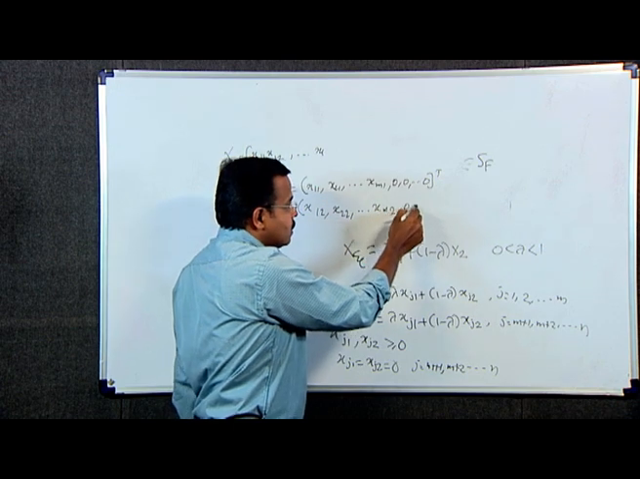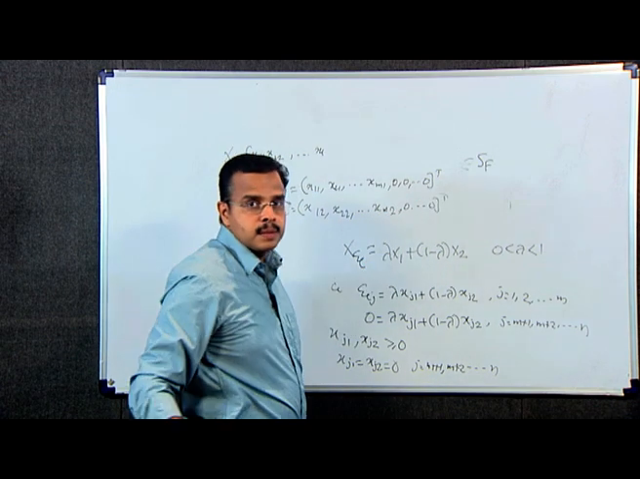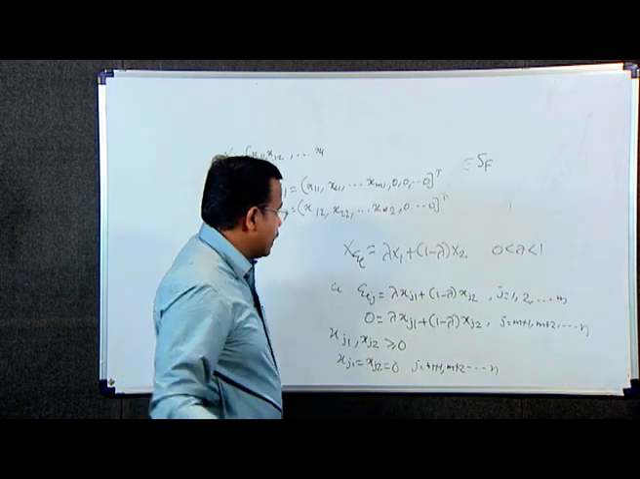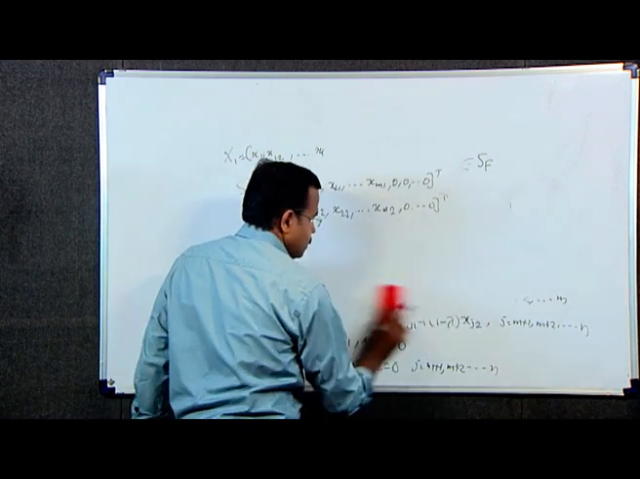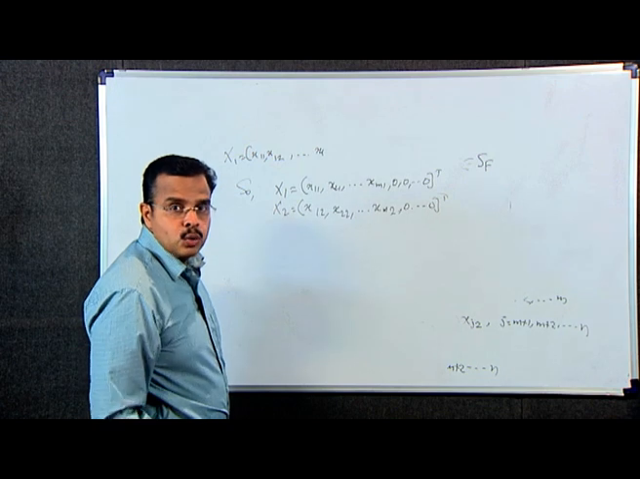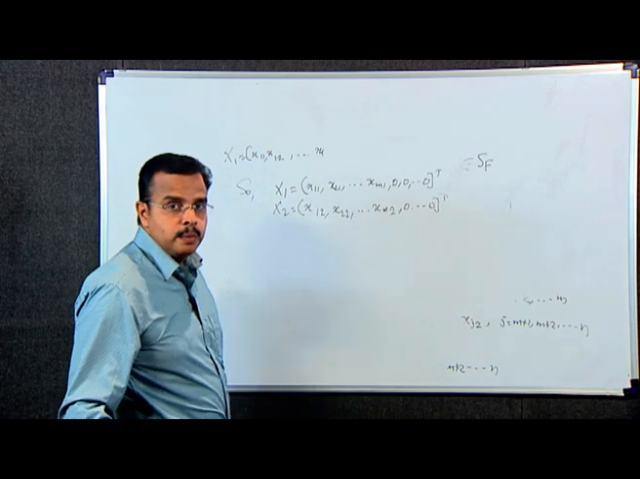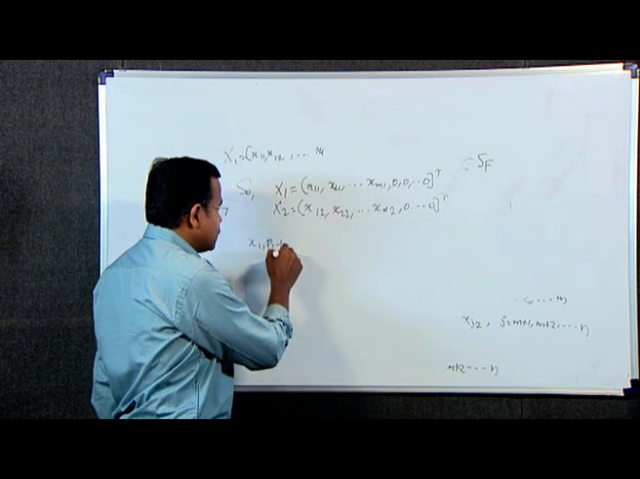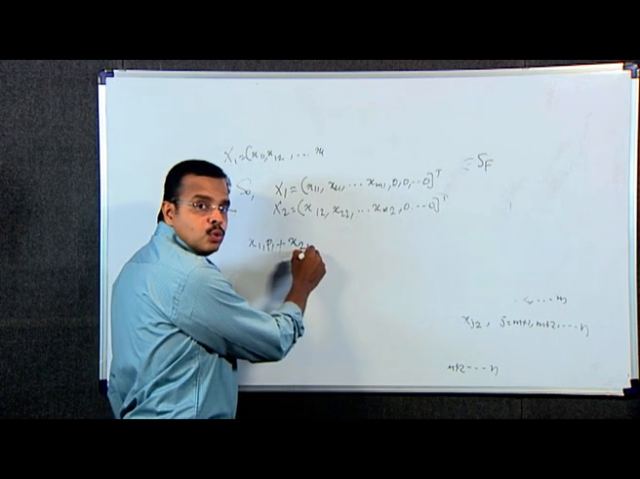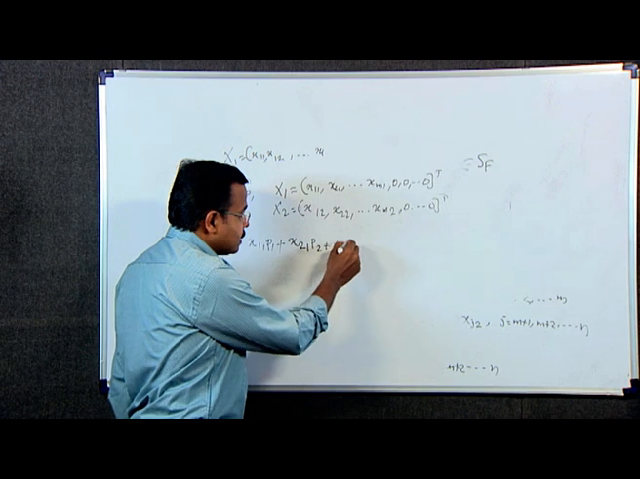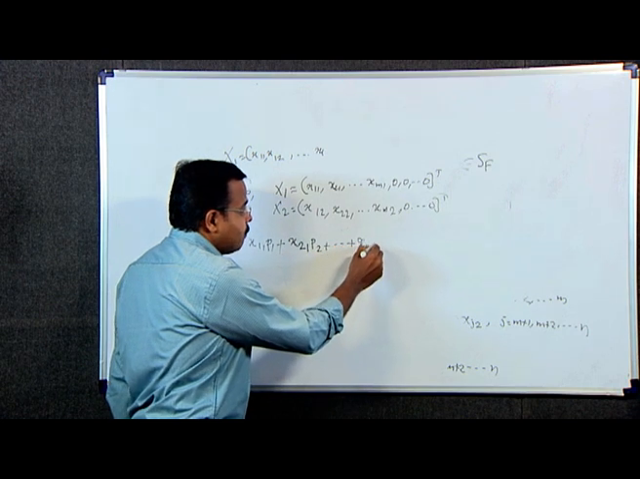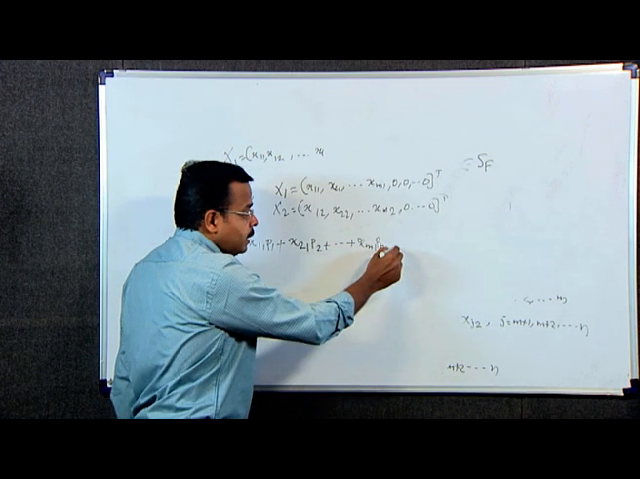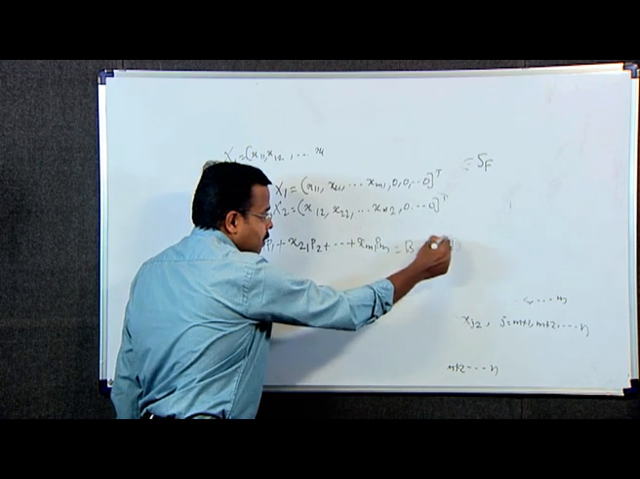xm2 along with the zeros, the transpose. Since x1, x2 are solutions of Ax equal to b, x11 p1 plus x21 p2 etc. plus xm1 Pm equal to b. It will be number 1.